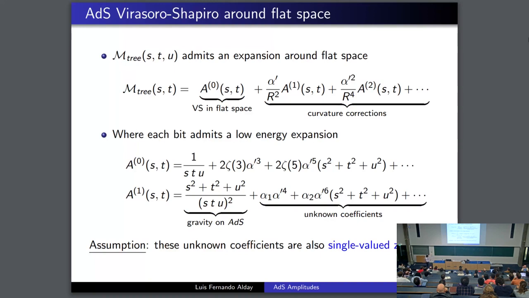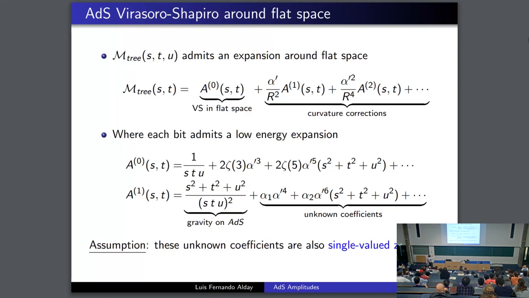Beautiful. So now I can tell you what our assumption is. Notice that if we do this, we get that M3 is a sum of the Virasoro-Shapiro amplitude in flat space, plus the first curvature correction, plus the second curvature correction, and each one of these also admit a low energy expansion, a small alpha prime expansion.